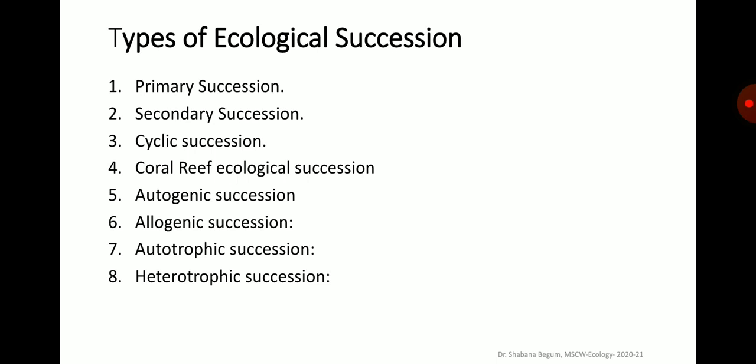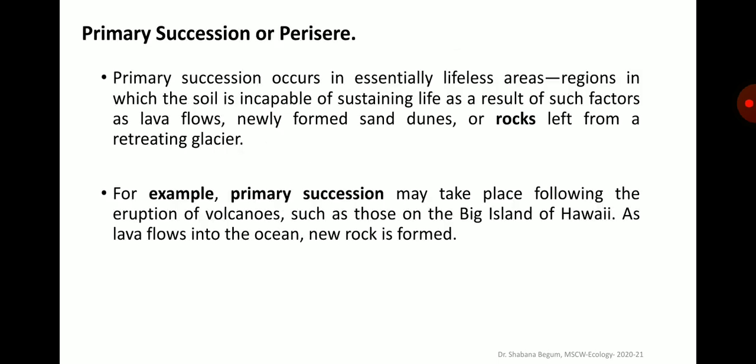First is primary succession, also called a prisere. It occurs in essentially lifeless areas, regions in which the soil is incapable of sustaining life as a result of such factors as lava flows, newly formed sand dunes, or rocks left from a retreating glacier. For example, primary succession may take place following the eruption of volcanoes such as those on the Big Island of Hawaii. As lava flows into the ocean, new rock is formed.